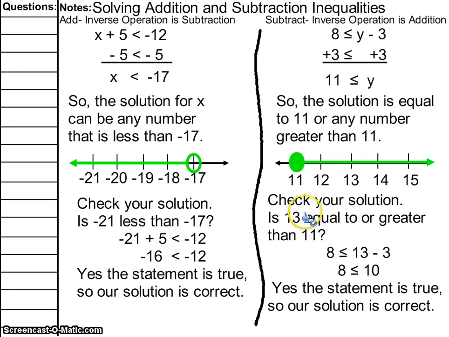Let's substitute 13 for our variable. Now we have 8 is less than or equal to 13 minus 3. 13 minus 3 equals 10. Is 8 less than or equal to 10? Yes, 8 is less than 10, so that makes our statement true. That means our solution is correct.